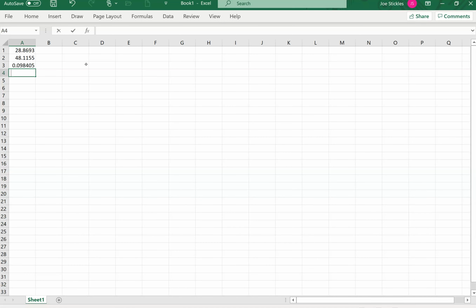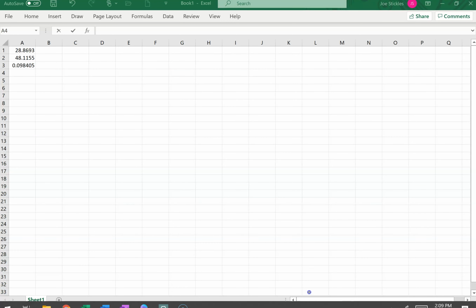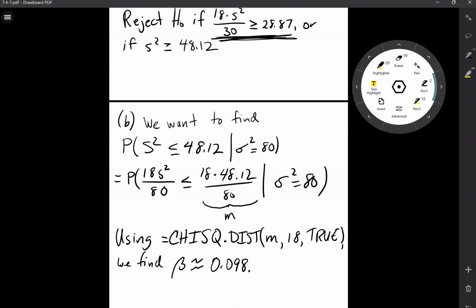So going back over to my write-up over here, using the chi-squared distribution, we figure out that beta really is about 0.098.